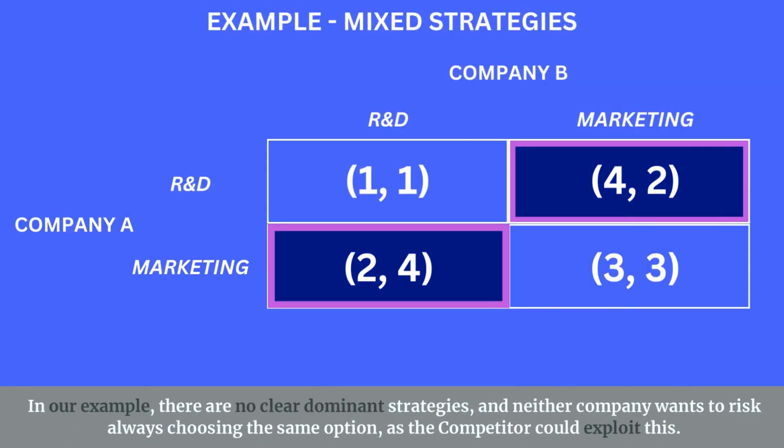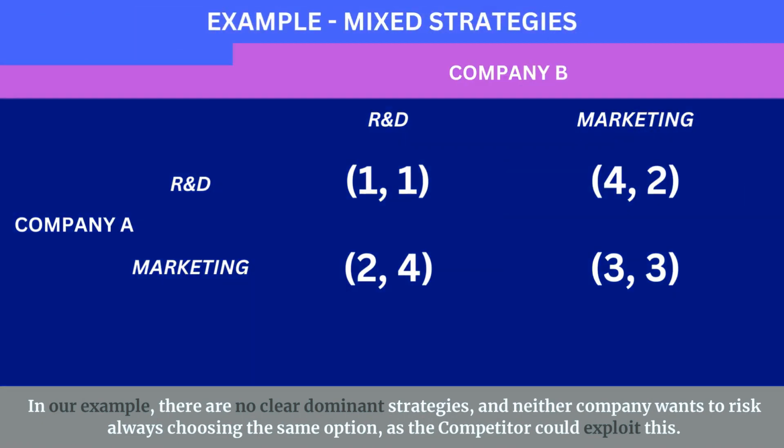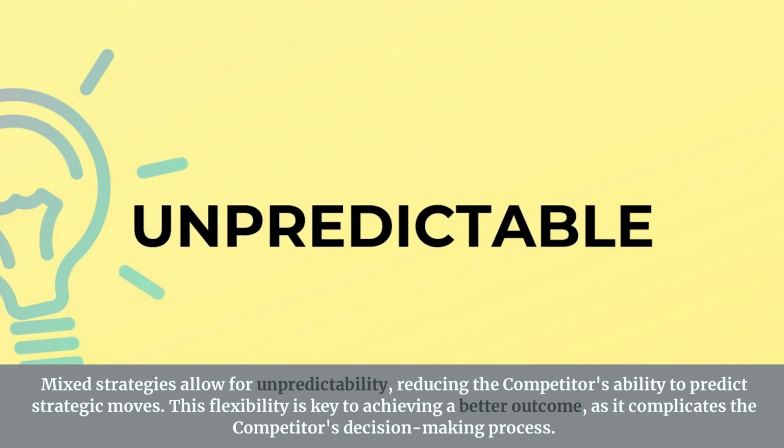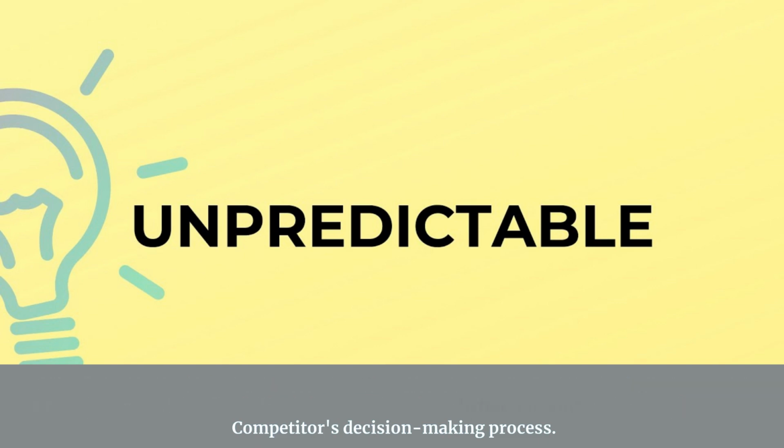In our example, there are no clear dominant strategies, and neither company wants to risk always choosing the same option, as the competitor could exploit this. Mixed strategies allow for unpredictability, reducing the competitor's ability to predict strategic moves. This flexibility is key to achieving a better outcome, as it complicates the competitor's decision-making process.